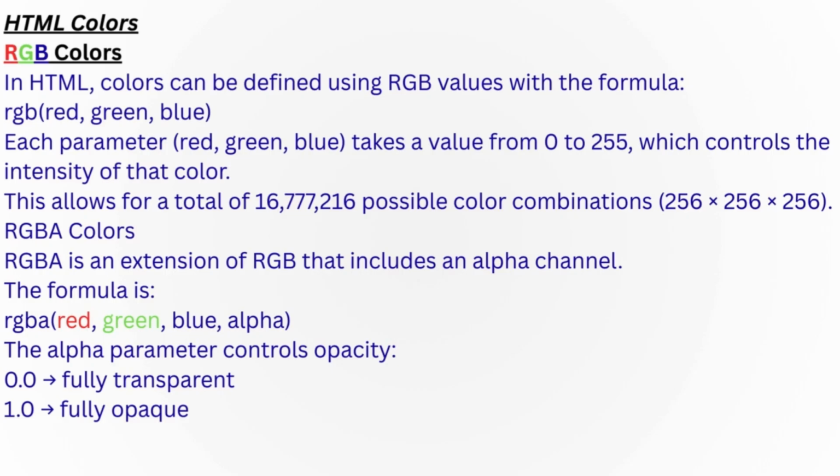In total, we have 16,777,216 possible color combinations. RGBA colors. RGBA is an extension of RGB that includes an alpha channel, which is used to add transparency in the color content. It has values from 0.0 to 1.0.